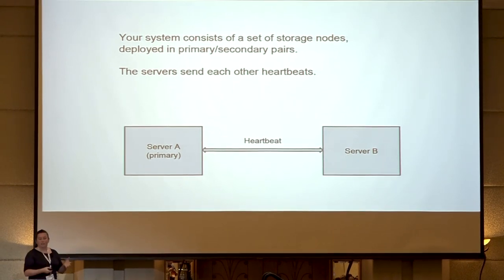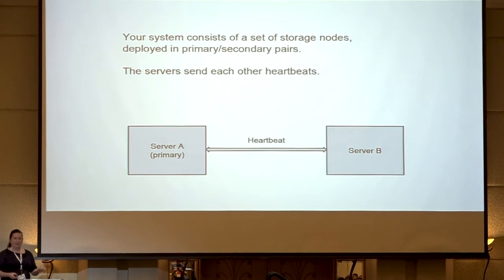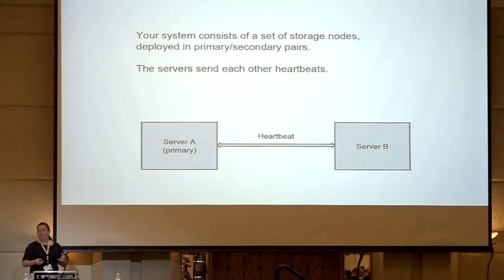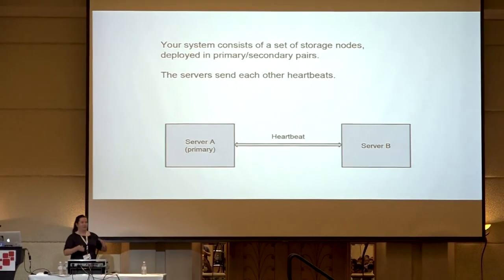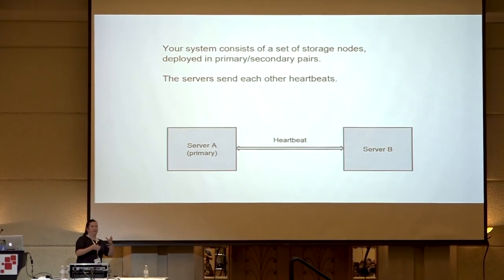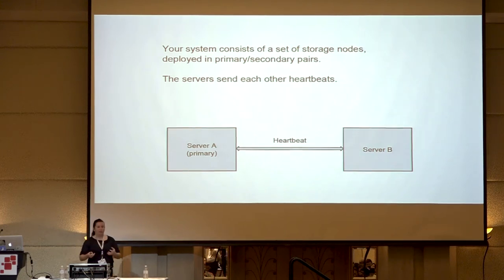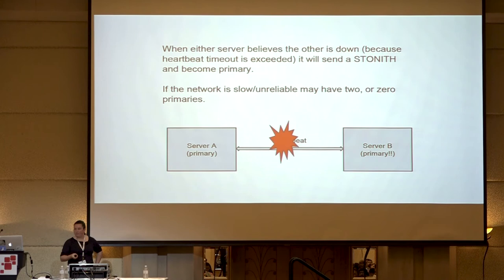So we have a service here that is composed of sets of storage nodes. They're storing user data. And it's arranged in sets of pairs. So each piece of data is on two servers, a primary and a secondary. The primary and the secondary server for each set of data are doing heartbeats to each other. So, every couple of seconds, sending each other a message to see if they're still alive. This is pretty standard so far.